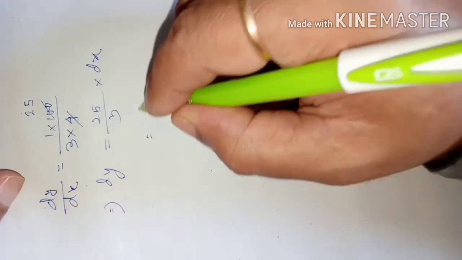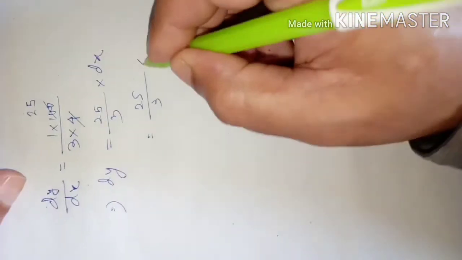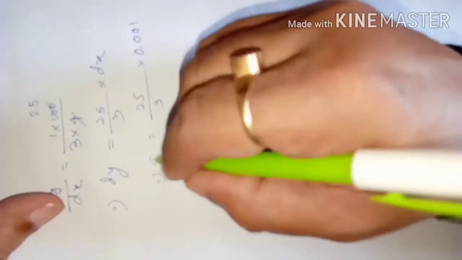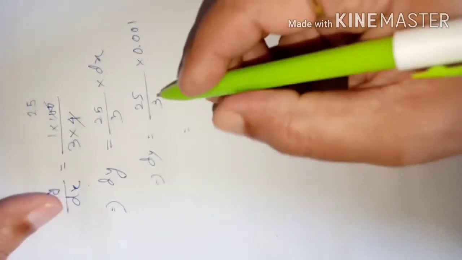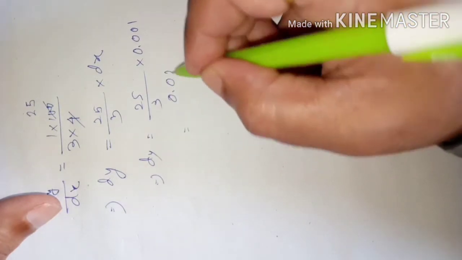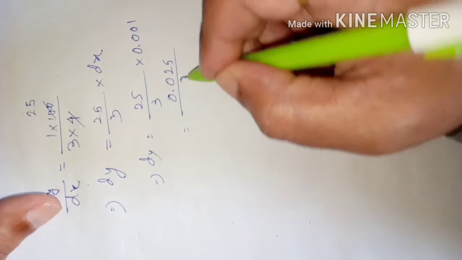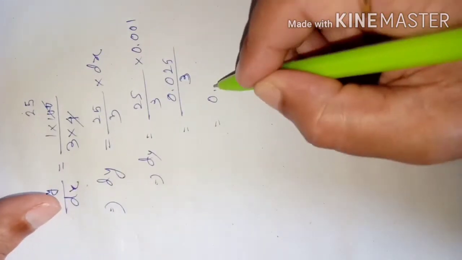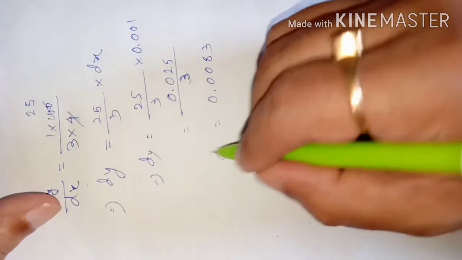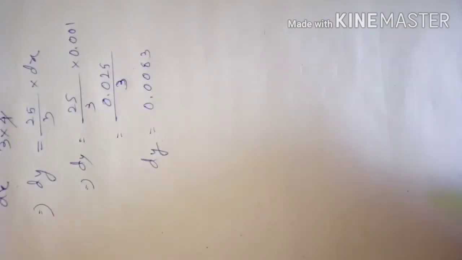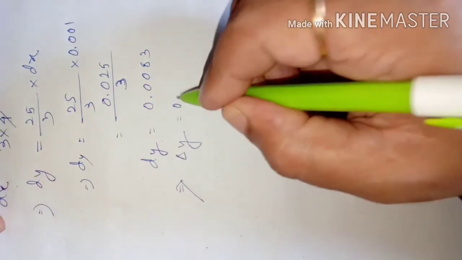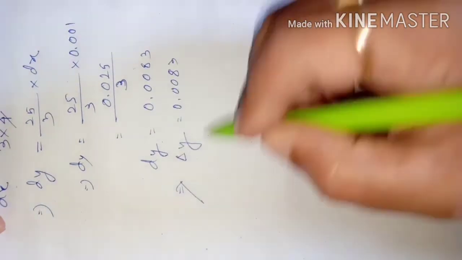So we write 25 by 3 into 0.001. So this is dy. Now 25 into 0.001 is 0.025, divided by 3. If we divide this, it will be 0.008, since 3 eights are 24, then 3. So this is dy, and dy is approximately equal to delta y. Delta y is equal to 0.0083.